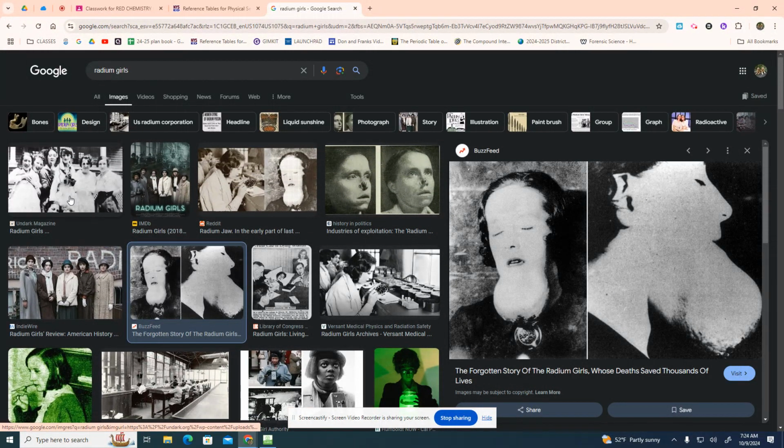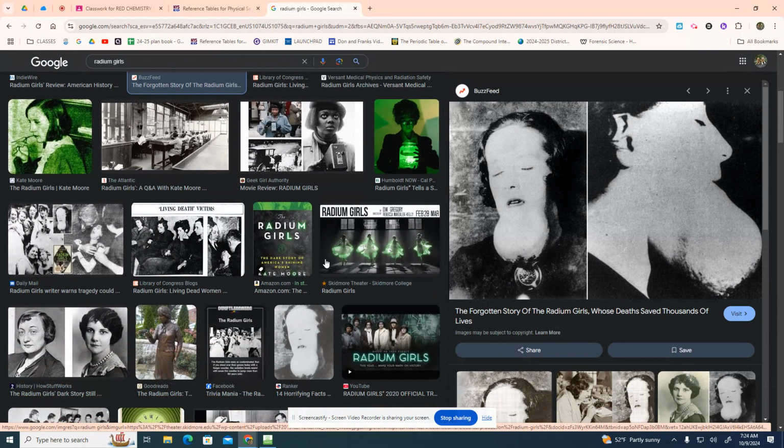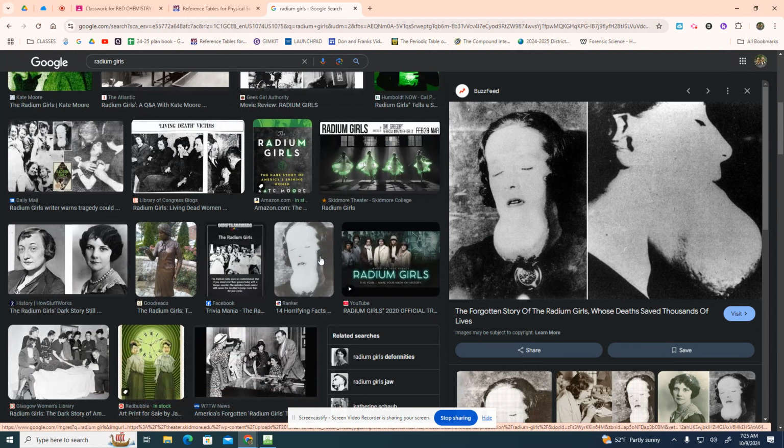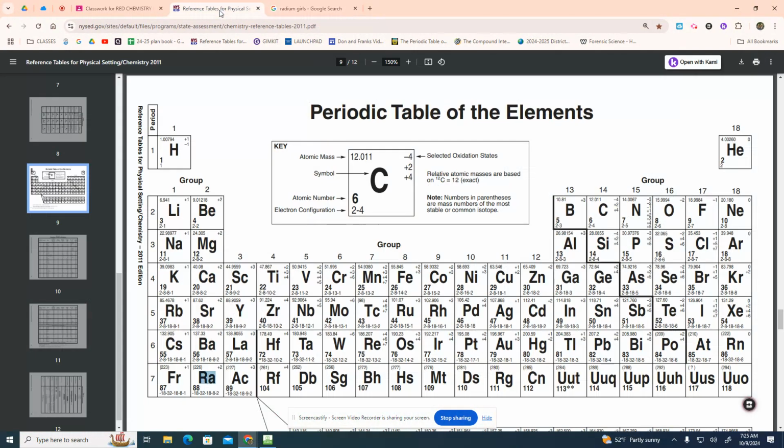So these girls worked in the American Radium factory in New York and New Jersey, somewhere in the Northeast. I can't remember exactly where. And they used to paint the watch dials for the soldiers overseas. And they used a radium-based paint. Well, the radium glowed. It was discovered by Madame Curie. And it glowed. Now, look where radium is on the periodic table. And look where calcium is on the periodic table.